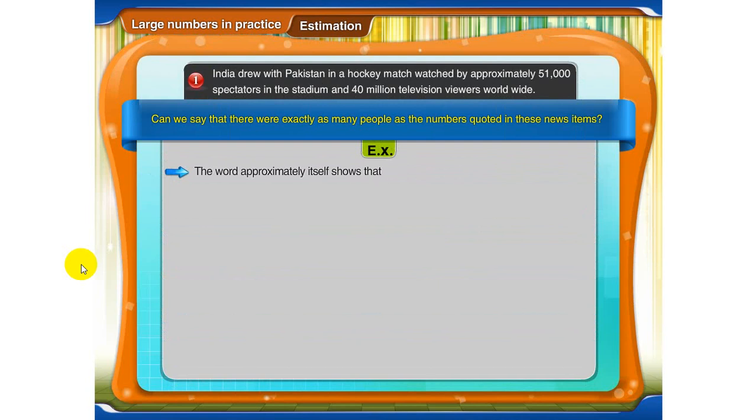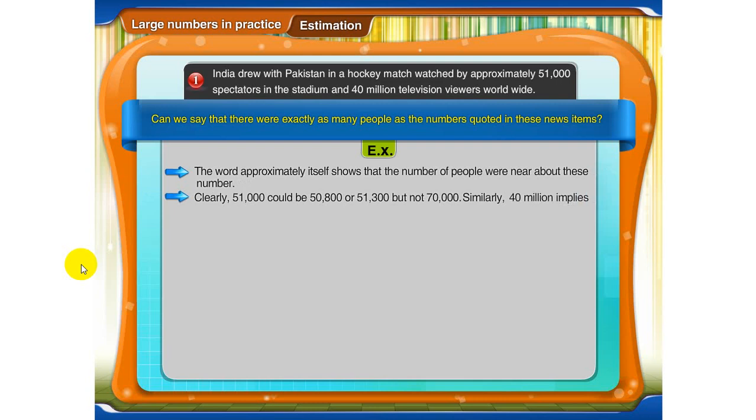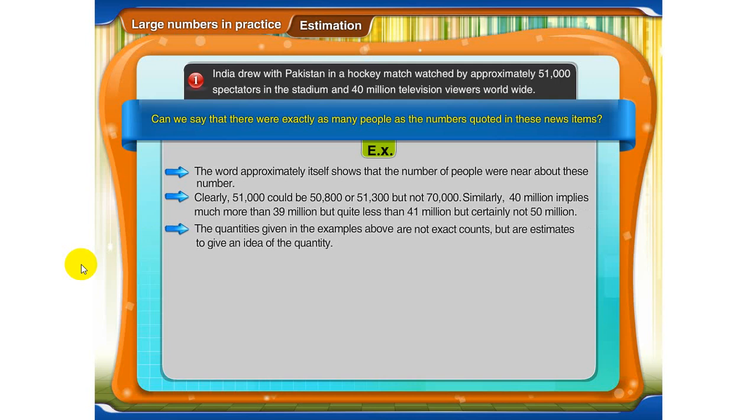Obviously not. The word approximately itself shows that the number of people were near about these numbers. Clearly, 51,000 could be 50,800 or 51,300 but not 70,000. Similarly, 40 million implies much more than 39 million but quite less than 41 million, but certainly not 50 million. The quantities given in the examples above are not exact counts but are estimates to give an idea of the quantity.